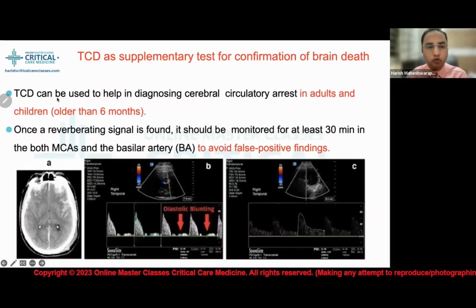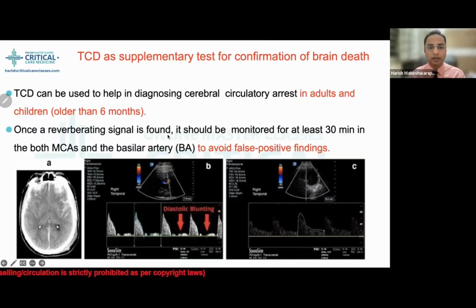TCD can be used to help in diagnosing cerebral circulatory arrest in adults and in children older than 6 months. Once a reverberating signal, that is, a reversal of diastolic flow, is found, it should be monitored for at least 30 minutes in both the MCA and the basilar artery to avoid a false positive finding. This is like diastolic blunting.